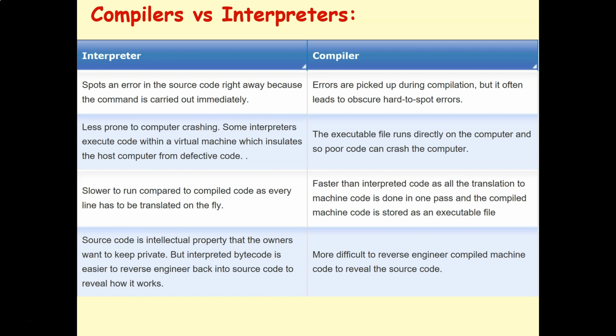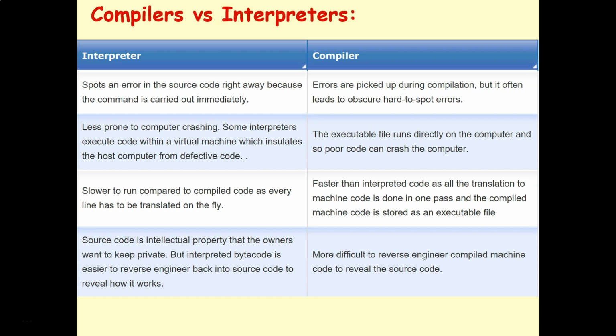Interpreters spot an error in the source code right away because the command is carried out immediately. Compiler errors are picked up during the compilation process, but this often leads to more hard to spot errors. Interpreters are less prone to computer crashing. Some interpreters execute code within a virtual machine, which insulates the host computer from defective code. We'll take a look at a couple of examples of that later on. With a compiler, the executable file runs directly on the computer, and so poor code can crash it.